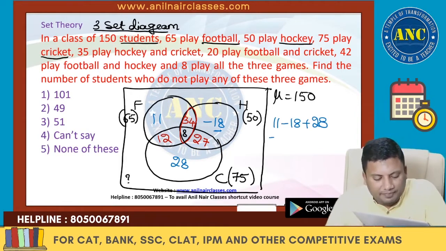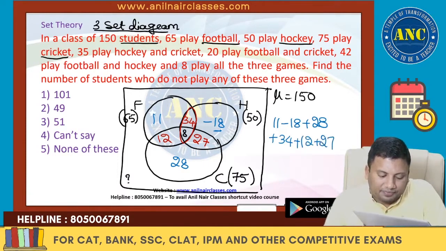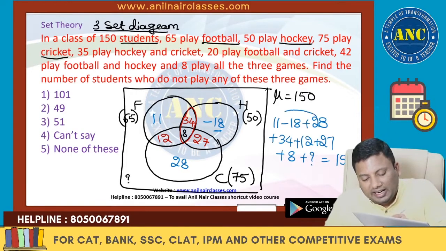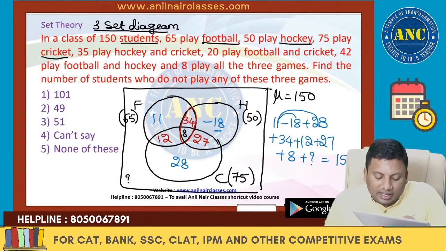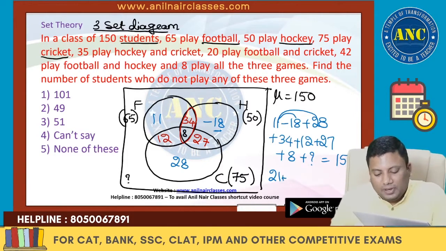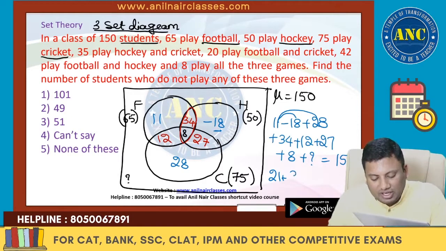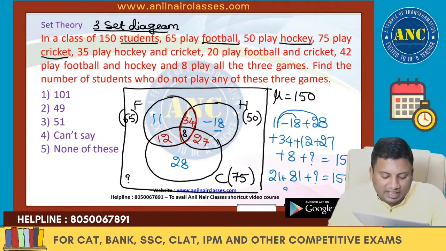Just we will proceed. 34 plus 12 plus 27 plus 8 plus question mark equivalent to 150. 11 plus 28 is 39, right? So 39, 28 minus 7 is nothing but 21. 34 plus 8, 42. 54. 54 plus 27, which is nothing but 81. Plus question mark equivalent to 150. Question mark is nothing but 49, right?